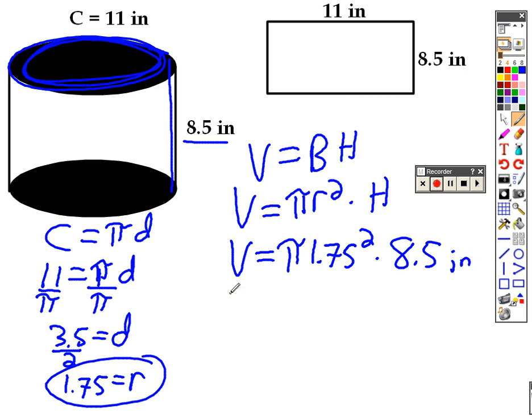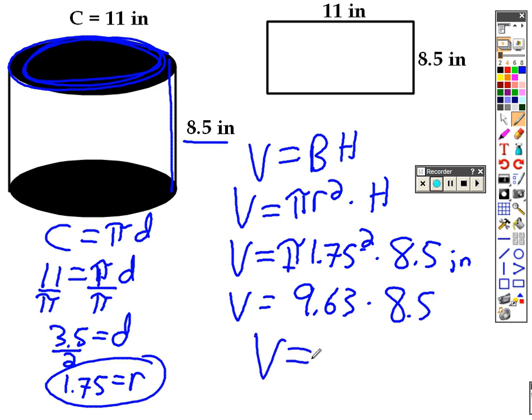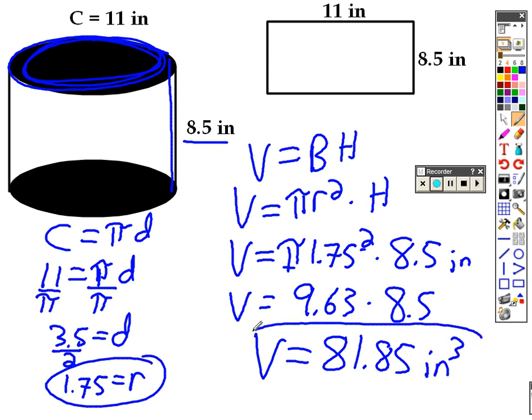All right, do a little math. We get volume equals 9.63, that's 1.75 squared, times pi, gives me 9.63. We're going to times that by the height, which is 8.5. And my volume of the paper folded the short way is 81.85 inches cubed. Clearly this is much bigger than the paper folded long way. Interesting stuff. Thank you.